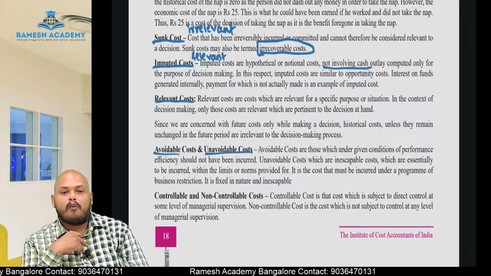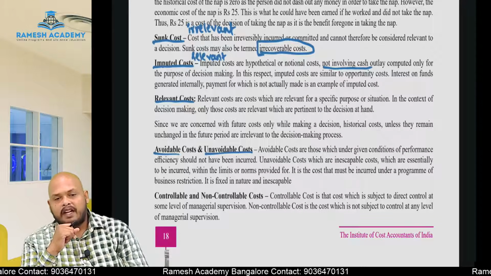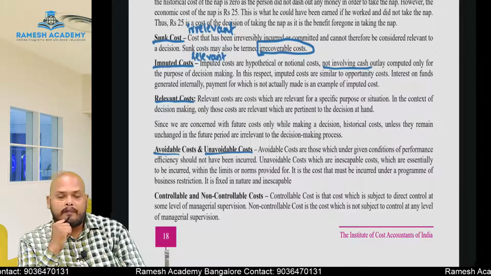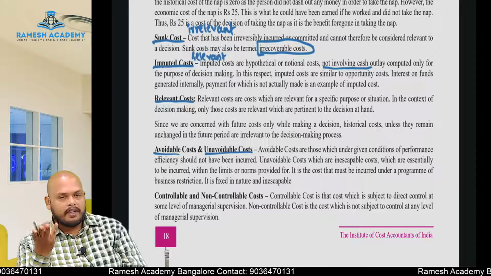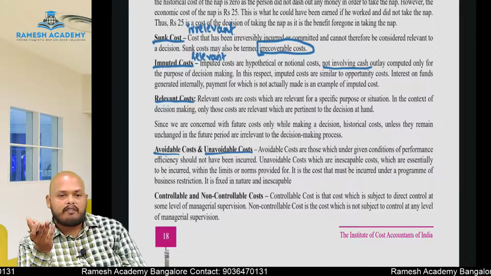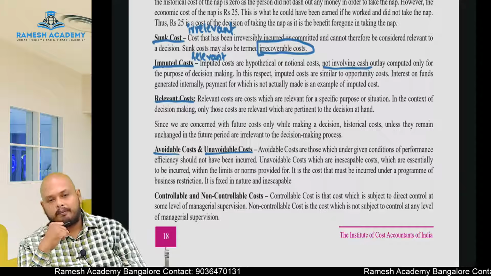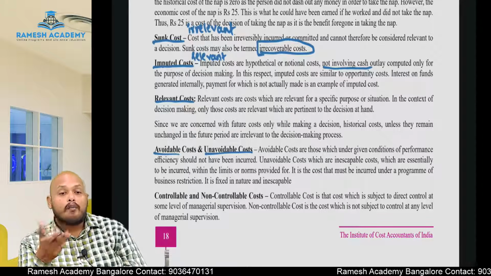But at present how many employees are there? 10. But at a time whenever the work is there, maximum how many people can work? 6 only. Means the remaining 4 are sitting idle. What can we do with those remaining 4? We can remove them. That is called as the avoidable cost.